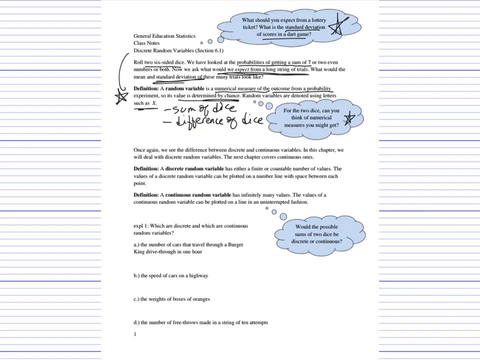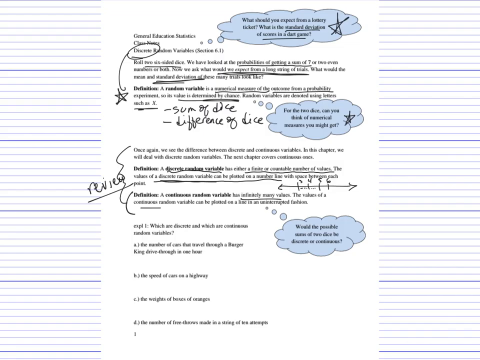You'll notice Chapter 6 is about discrete random variables, so let's investigate that a little bit, just to review. From way back in Chapter 1, we talked about discrete versus continuous variables. And remember, a discrete random variable is going to have a finite or a countable number of values. The values of a discrete random variable can be plotted on a number line with space between each point, like 3, 4, 5, 6. There's space between 3 and 4.